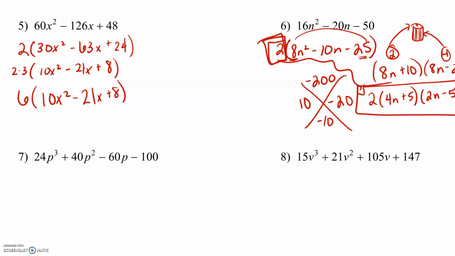Okay, so 10, 21, and 8 don't share a common factor. So now we have to factor. Okay, so 10 times 8 would be 80, and then negative 21. So we're looking for factors of 80 that will add to 21. So 1 and 80, 2 and 40, not 3, 4 and 20, 5 and 16, not 6, not 7, 8 and 10.